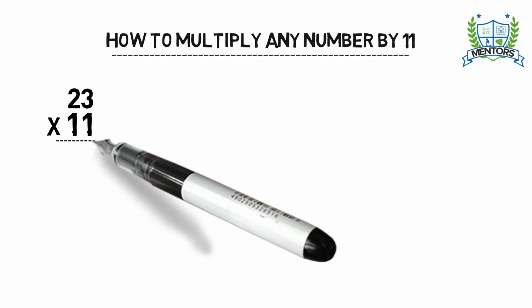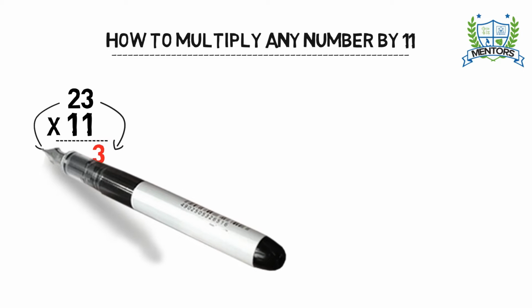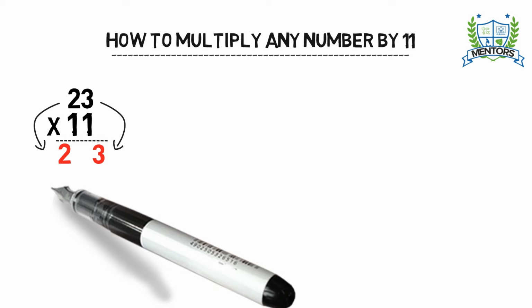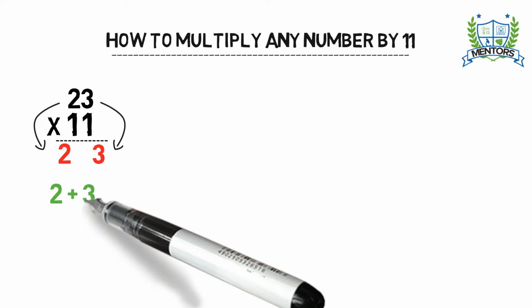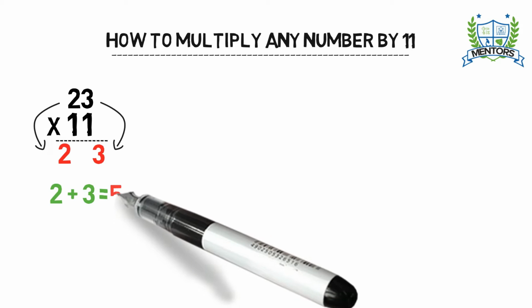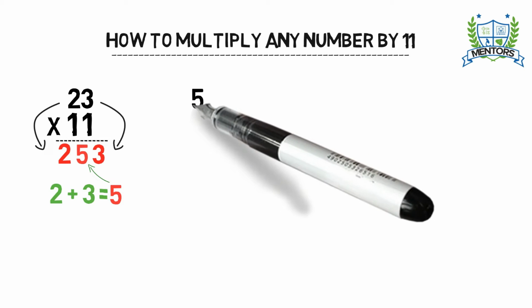To do that, we are going to take the 3 of 23 and write it on the right hand side of our answer, and the 2 will go on the left side of the answer. Now we're going to add 2 plus 3, which is going to give us an answer of 5, and we are going to take this 5 and write it in the middle of 2 and 3. So the answer to 23 into 11 will become 253.